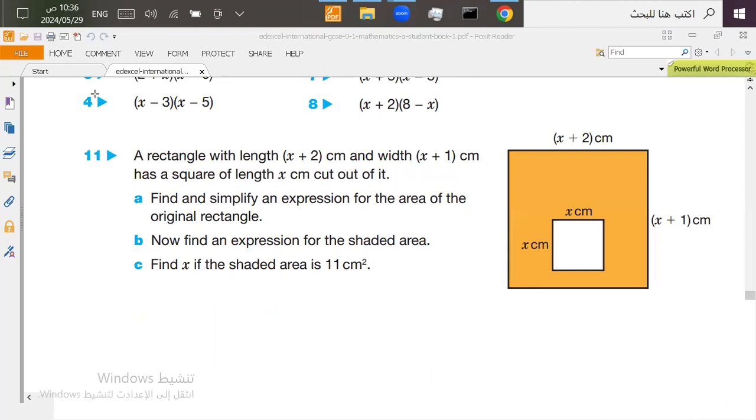So first, let's do this. So x plus 2 times x plus 1. Let's do it here. So x plus 2 multiplied by x plus 1. Now let's expand this. I'll make it smaller a little bit so I can have space.